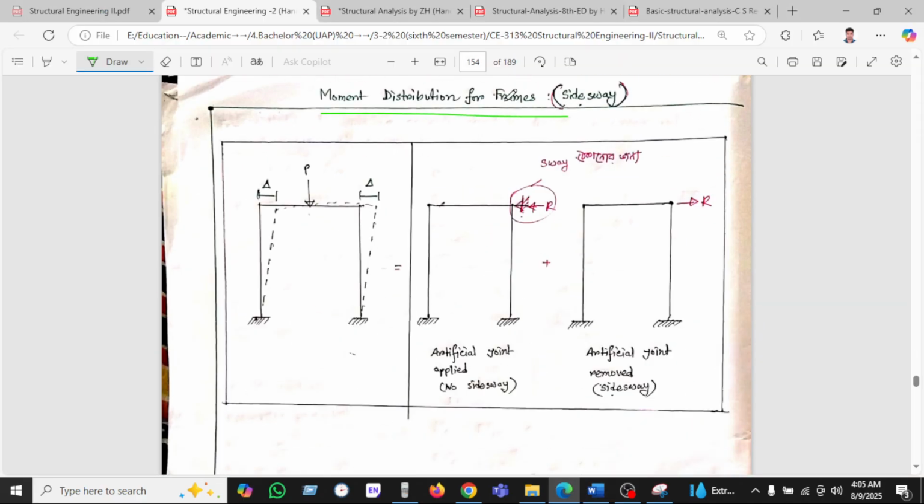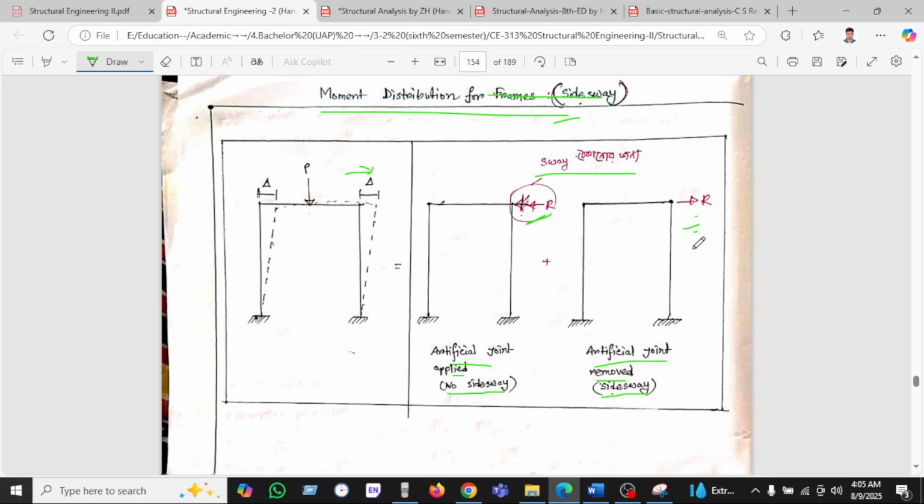So moment distribution for a sway member. What is sway? Sway means it is deflected. So the member will be deflected like this. An artificial joint is applied to prevent sway. What is sway? We can use the one load. The artificial joint is removed after sway, so we can remove the load R.